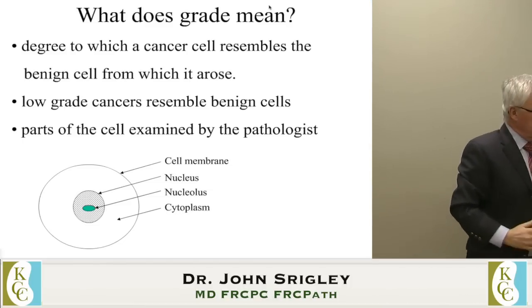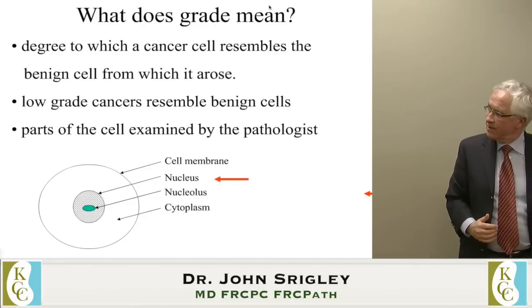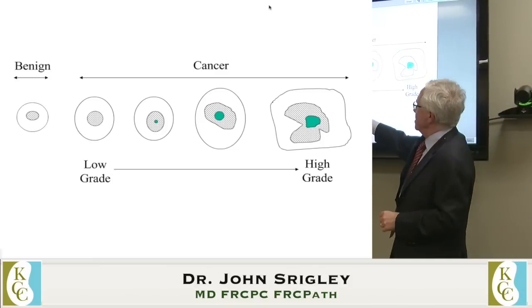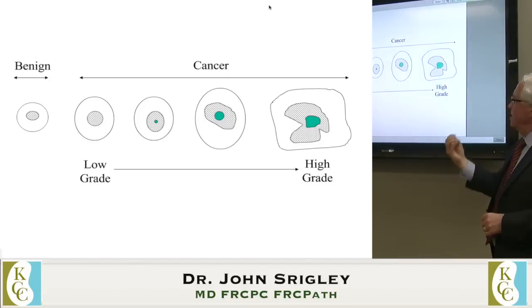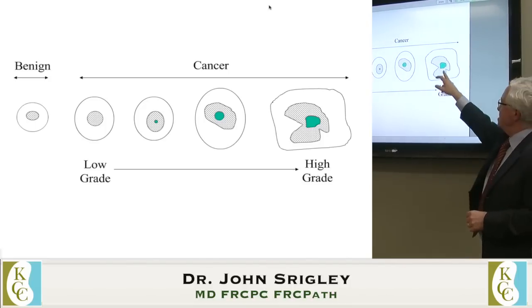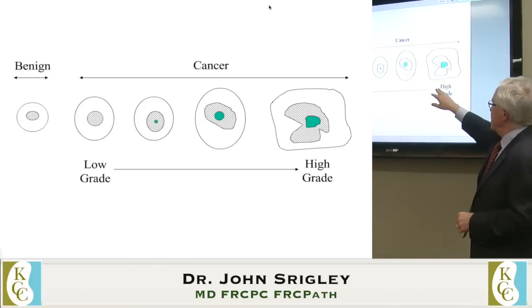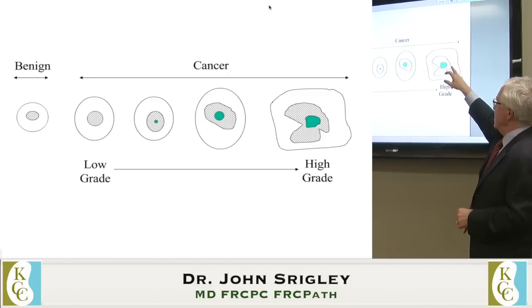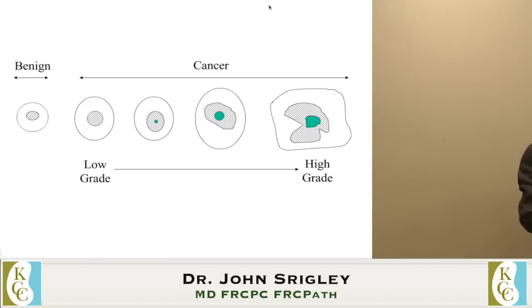So membranes, cytoplasm, nucleus, nucleolus. If you look on a scale of aggressivity, let's go through these from left to right. The benign cells often look like this: very regular round nuclei, without any of these nucleoli that are present here. As you go from a low-grade cancer to a high-grade cancer, you get more and more disorganization of the cancer cells, more irregularity, enlargement of the nuclei, and very prominent nucleoli. So that's what we mean by grading of a kidney cancer.